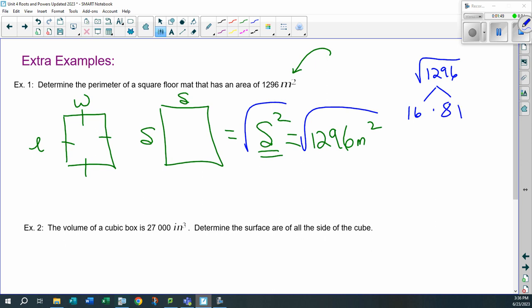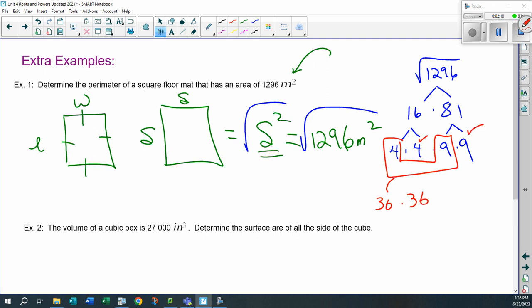Now the cool thing is, you know and I know that these guys are perfect squares. 4 times 4 and 9 times 9. Okay, so wait a second. What does that mean? Perfect squares means, look at this. You got a 4 with a 9, which is 36. You got another 4 and another 9. There's your perfect square. The square root of 1296 is 36.